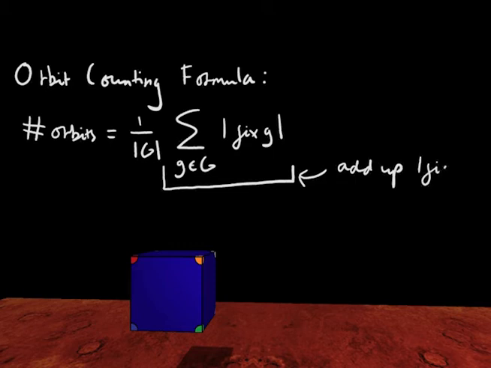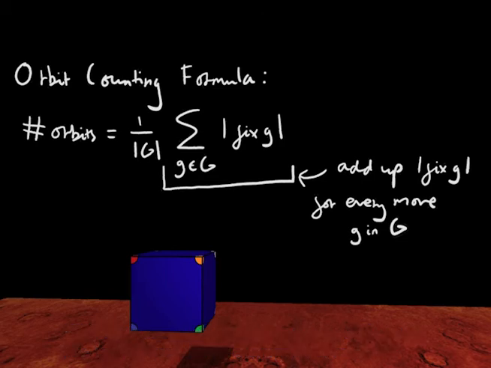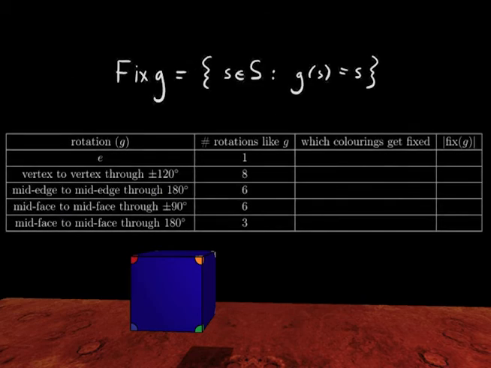Fix(g) is the collection of all objects, in this case colourings, that don't change when you apply the rotation move little g. With the bars around it, Fix(g) just means the number of such colourings. There's a proof of this theorem that this video is too short to contain, but essentially it follows very quickly from the orbit stabilizer theorem. Let's fill in Fix(g) for each category of rotation we found.